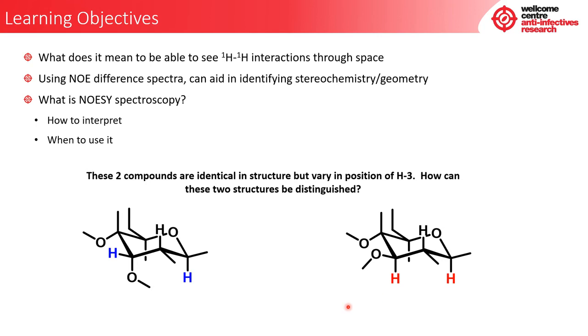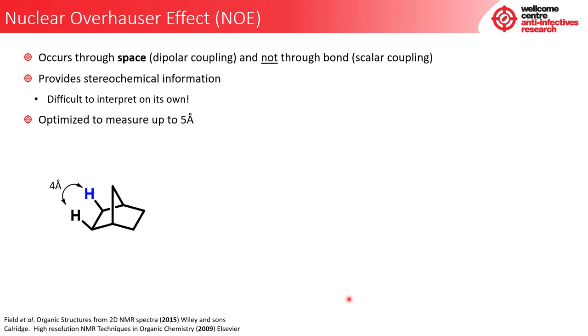So how does it do it? Well, first of all, we need to understand what the nuclear Overhauser effect is and why it is important. The NOE is a through-space interaction, which is otherwise known as a dipolar coupling. It's not to be confused with the through-bond correlation, otherwise known as J-coupling or scalar coupling, which you have previously seen when interpreting the COSY, the HSQC and the HMBC experiments.